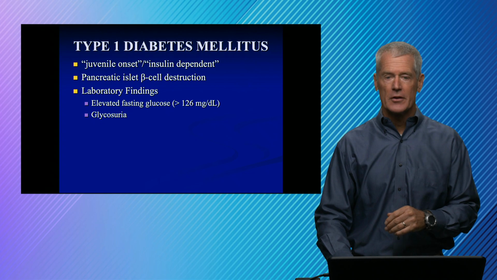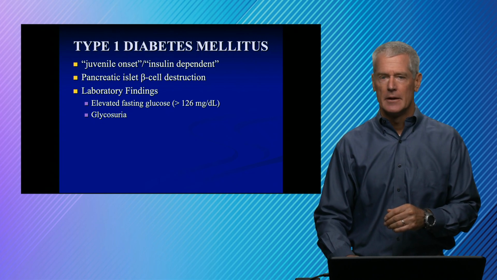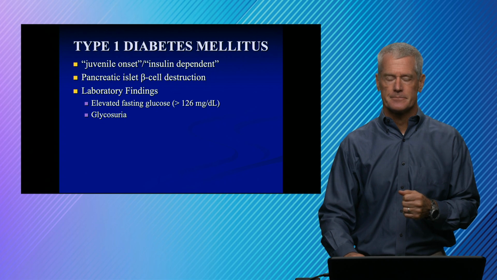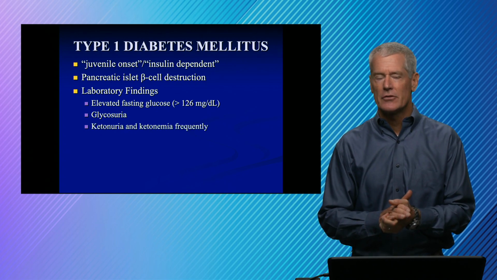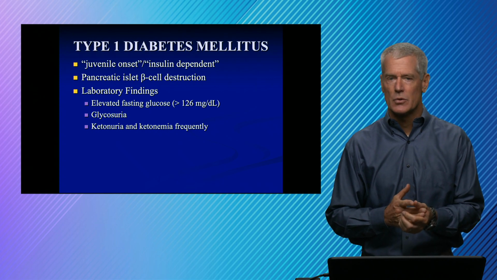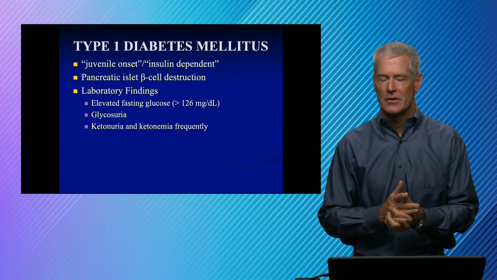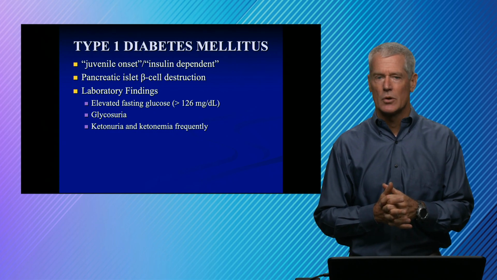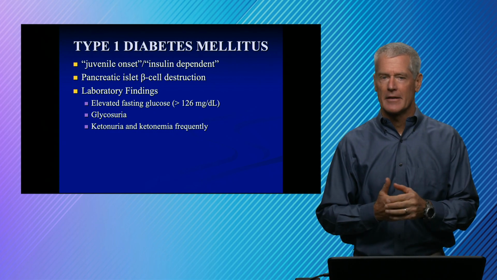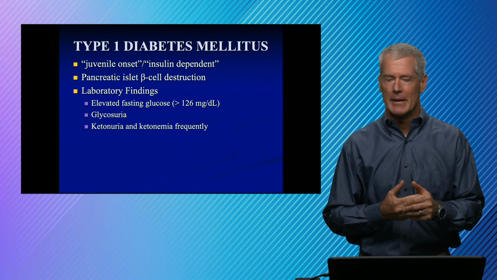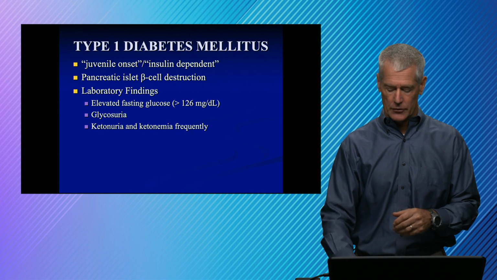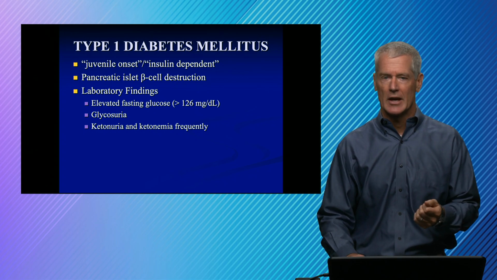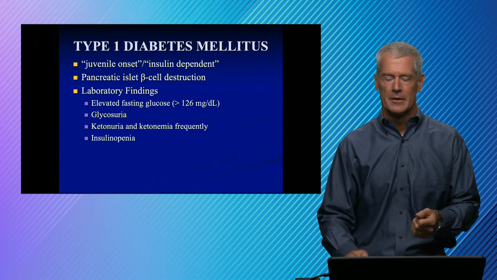Type 1 diabetics oftentimes have glucose in their urine, so they get glycosuria. Their renal threshold gets exceeded. In the absence of insulin, your body is looking for other energy sources, and it breaks down fatty acids. So fatty acids become your energy source, and the end products of that breakdown are acetoacetate and beta-hydroxybutyrate, keto acids that show up and cause the ketoacidosis associated with type 1 diabetics. So ketonuria and ketonemia are frequently found.